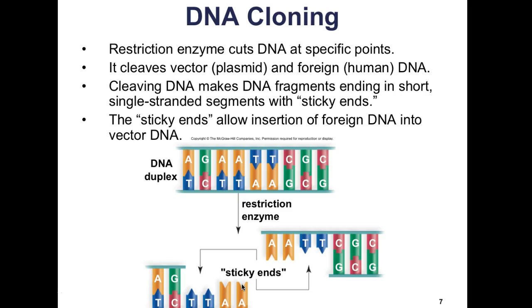In DNA cloning itself, restriction enzymes cut DNA at specific points. They cleave the vector or plasmid and the foreign human DNA. So know some of these terms: the vector, the plasmid, and the foreign DNA. Cleaving DNA is going to make DNA fragments ending in short, single-stranded segments that are called sticky ends. The sticky ends are going to allow for the insertion of foreign DNA into that vector DNA.